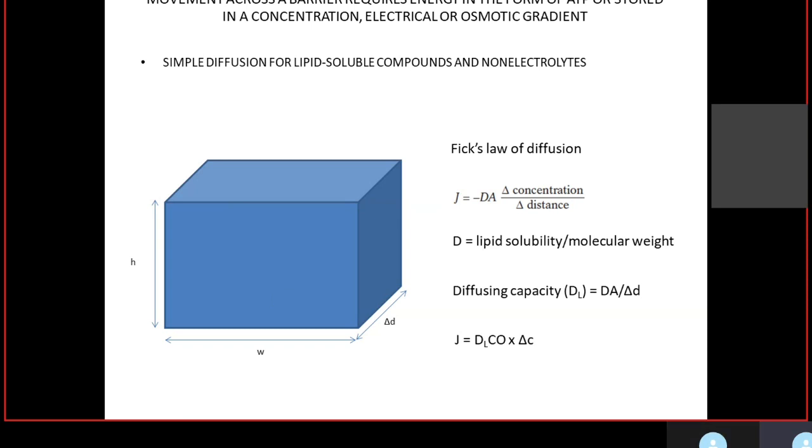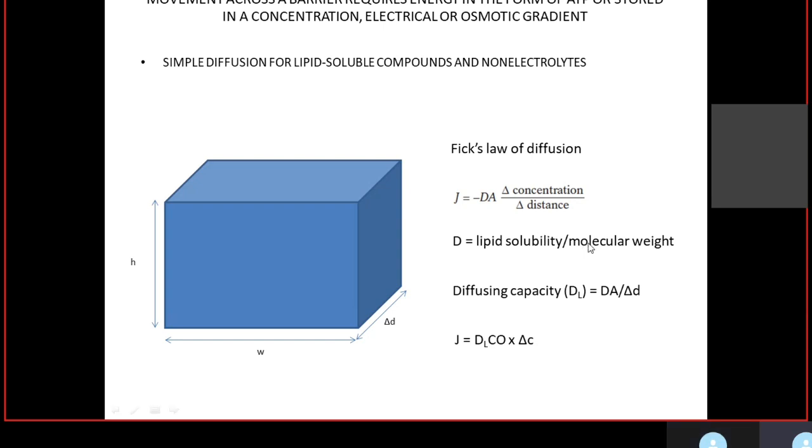So that is why, if you keep every other factor constant, you keep the thickness of the barrier the same, an oxygen molecule will travel through a lipid barrier slower than carbon dioxide, because carbon dioxide is more lipid soluble than oxygen. Does this make sense? You get this?